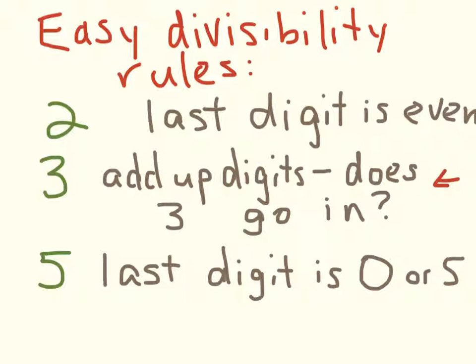And then the other one I want to talk about is also a pretty easy one, and that is that you know that a number is divisible by 5 if the last digit in the number, however big the number is, is 0 or 5. You know that 5 would go in evenly. So those are some things.